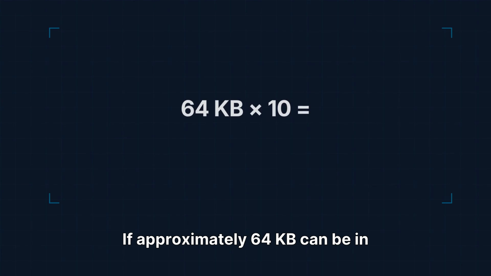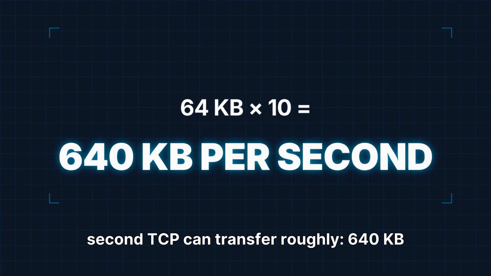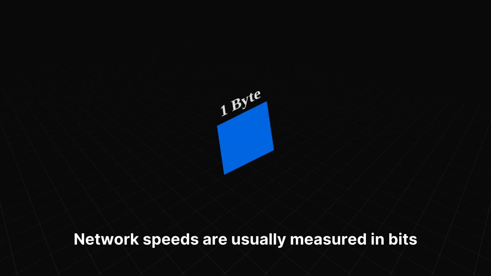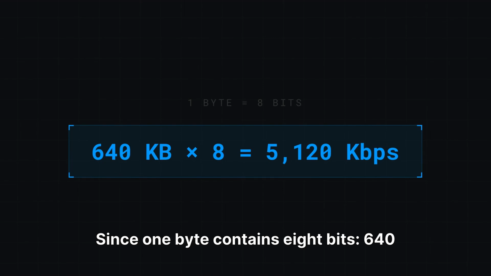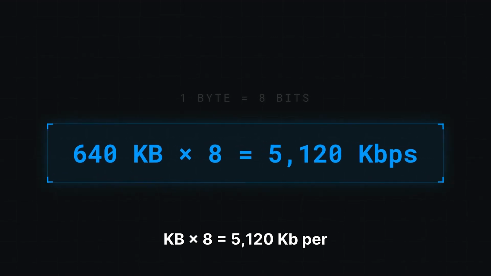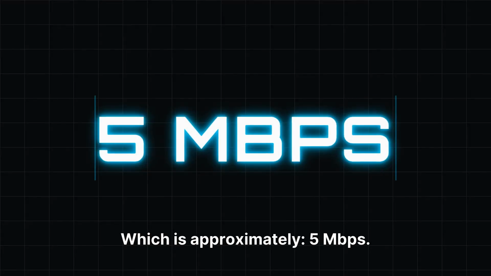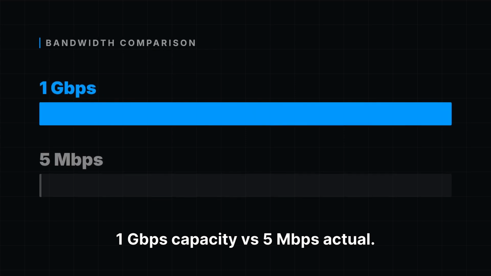Since 100 milliseconds is 1/10 of a second, there are 10 such intervals in 1 second. If approximately 64 kilobytes can be in transit during each interval, then in 1 second, TCP can transfer roughly 640 kilobytes per second. Network speeds are usually measured in bits per second rather than bytes per second. Since 1 byte contains 8 bits, 640 kilobytes times 8 equals 5,120 kilobits per second, which is approximately 5 megabits per second. Think about what this means. 1 gigabit per second capacity versus 5 megabits per second actual.